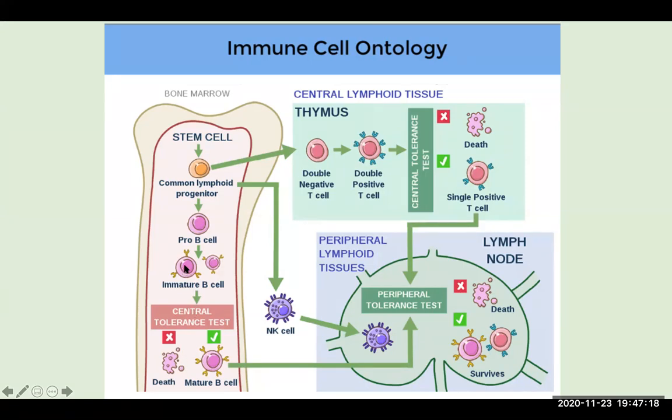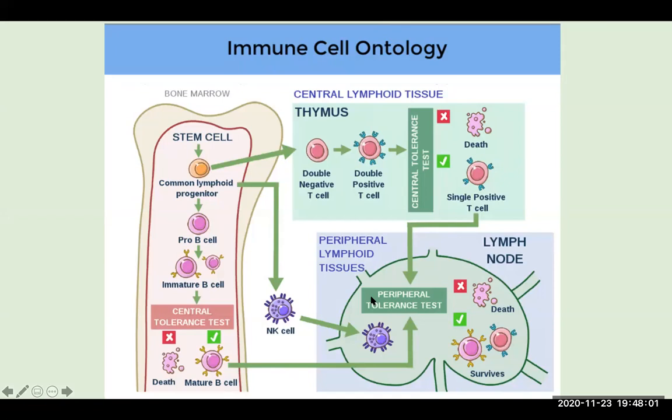And you'll notice that these cells have to go through central tolerance testing before they are released to the lymph node, where they go through peripheral tolerance testing. So central tolerance testing is making sure that the cells are not going to react with cells of the body, okay? So preventing autoimmune disease. Whereas peripheral tolerance testing is going to make sure that these cells are not going to overreact and cause such a big immune response that you go into shock or possibly die.